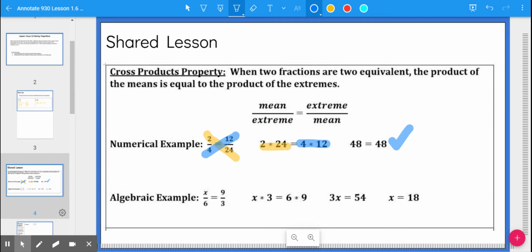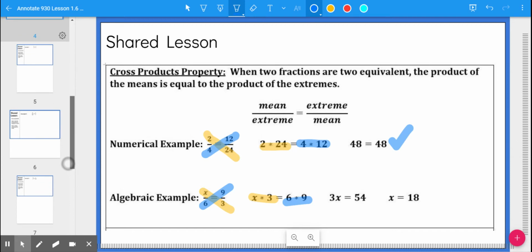Now, what we're going to be doing today is looking at the algebraic example. So you might see something like x over 6 is equal to 9/3. Now we have a variable, but we're still using those same steps. We are doing the product of the means, so we have x times 3 is equal to the product of the extremes, so 6 times 9. And then you're left with 3x is equal to 54. To solve for x, you divide both sides by 3, and you would get x is equal to 18.